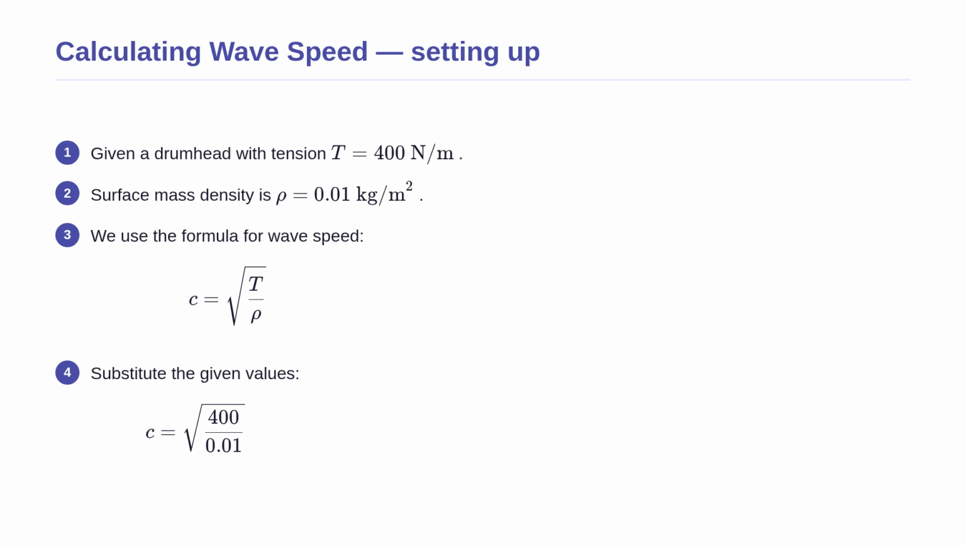Before we move on to the proof, let us see this formula in action with a concrete example. We are given a rectangular drum head stretched with a uniform tension of 400 newtons per meter. The surface mass density is 0.01 kilograms per square meter. We are asked to calculate the speed of the waves and write the specific partial differential equation for this drumhead. We choose our wave speed formula because it directly relates our given tension and density to the speed c. We substitute 400 for tension and 0.01 for density.